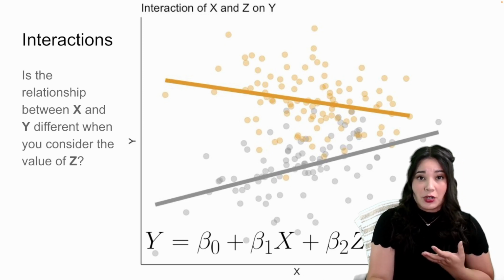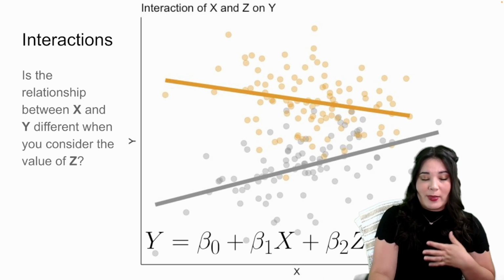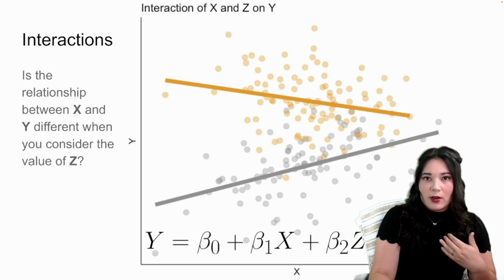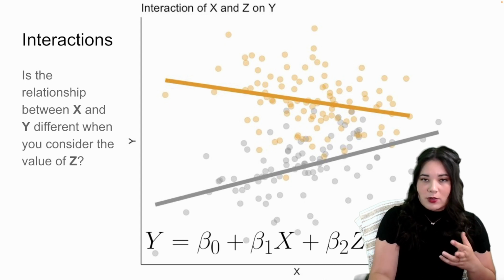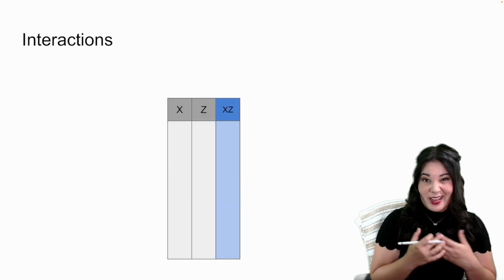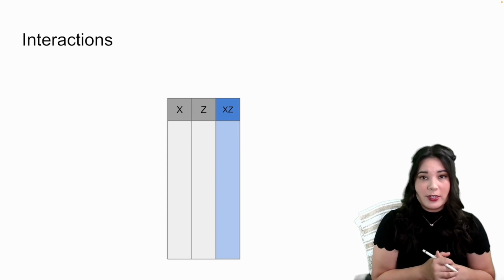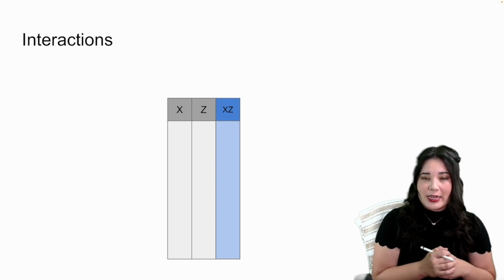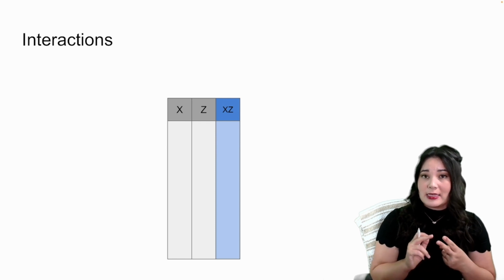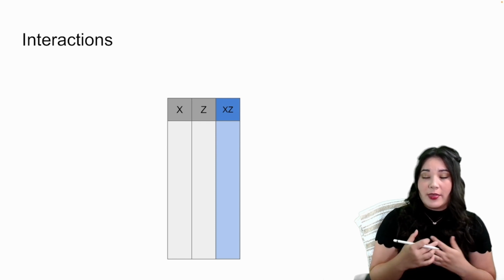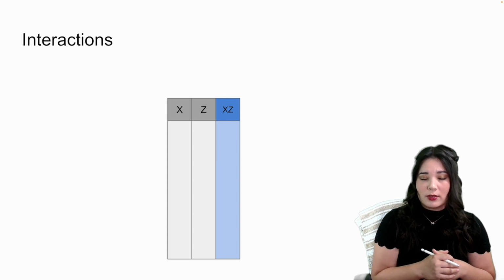Essentially, this term is an adjustment that we make to our slope when our value is in the category z equals 1. This allows our slopes to be different. And again, this is just feature engineering. We're basically creating a new column where that column is the value of our two predictors, x and z, multiplied together. Then we can just add that to our linear regression.